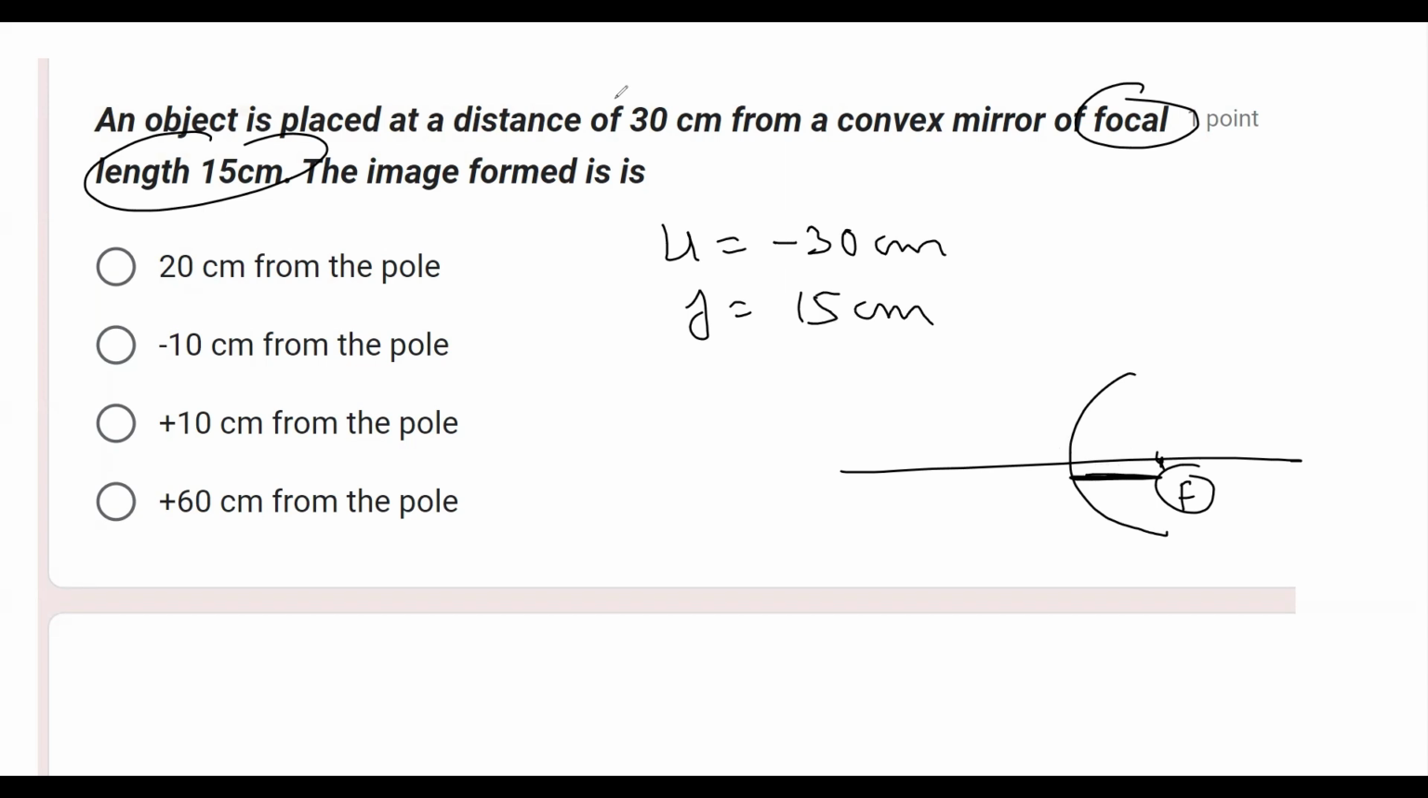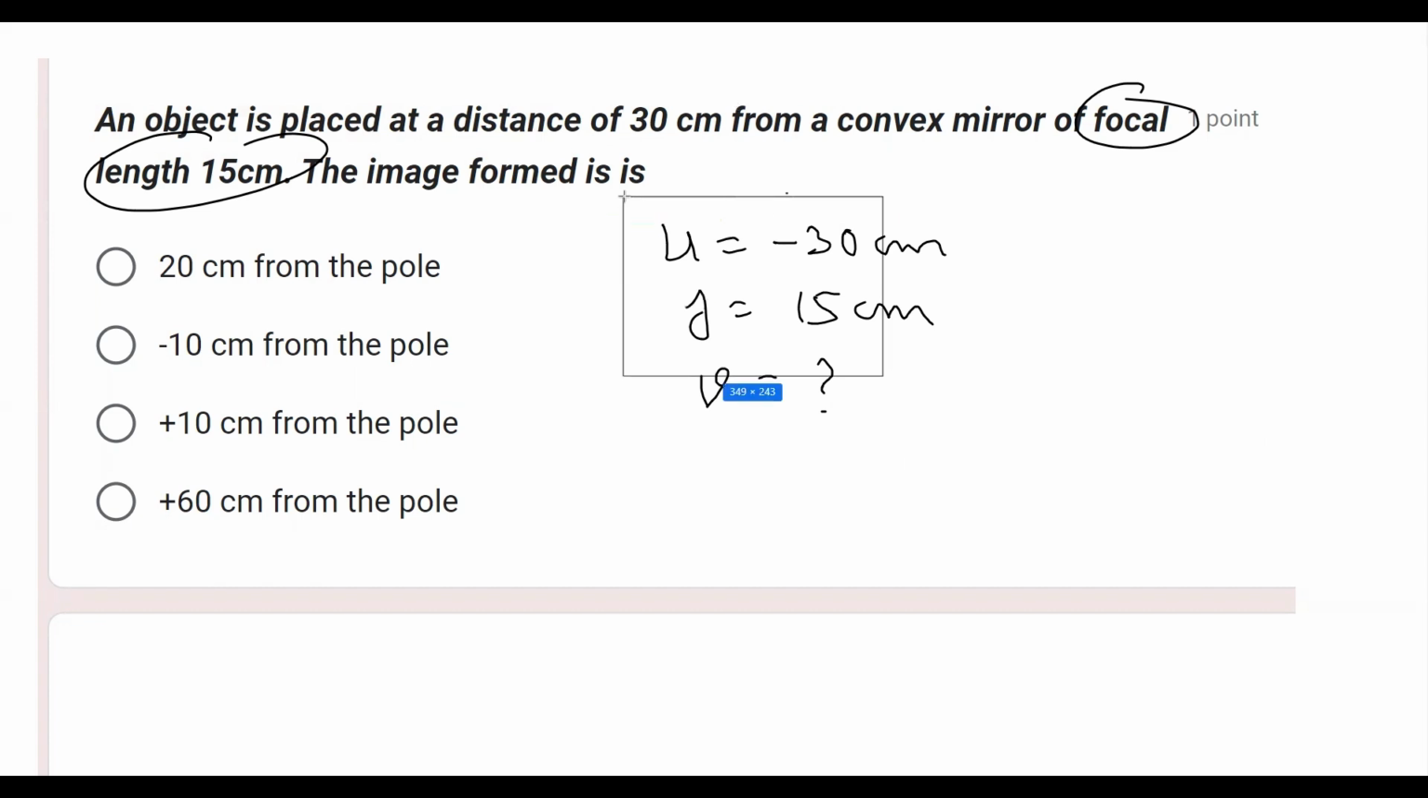And what we have to obtain is the image distance. What we know, image distance is denoted by the letter v. So v is our question. For that, we are going to use the mirror formula. So the mirror formula is 1 over v plus 1 over u is equal to 1 over f.